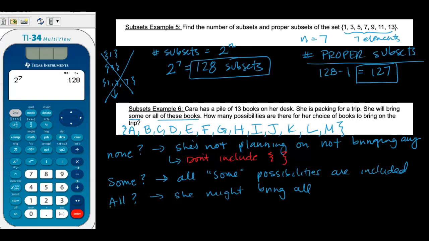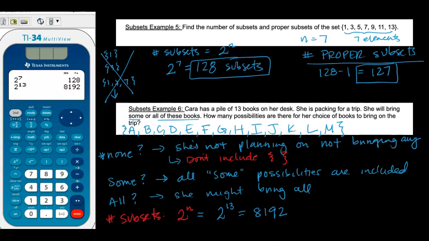So what I'm going to do is I'm going to write down the subset formula. So the number of subsets is equal to 2 to the nth power. And so I'm going to do that in my calculator with n being 13. So 2 to the 13th power gives us 8,192 different possibilities. But we said at the very top here that it's not possible for her to bring none.